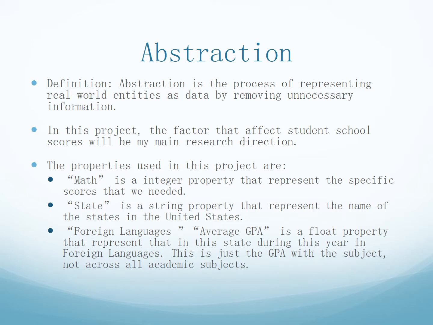The properties used in this project are: math is an integer property that represents the specific scores that we need. State is a string property that represents the name of the states in the United States. And the last one is foreign languages. Average GPA is a float property that represents the average GPA of the state during this year in foreign languages. This is just the GPA in the subject, not across all academic subjects.